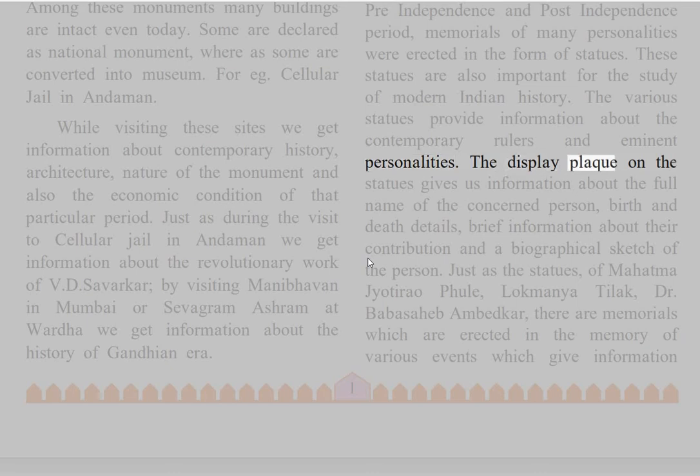The display plaque on the statues gives us information about the full name of the concerned person, birth and death details, brief information about their contribution, and a biographical sketch of the person. Just as the statues of Mahatma Jyotirao Phule, Lokmanya Tilak, Dr. Babasaheb Ambedkar, there are memorials which are erected in the memory of various events which give information.